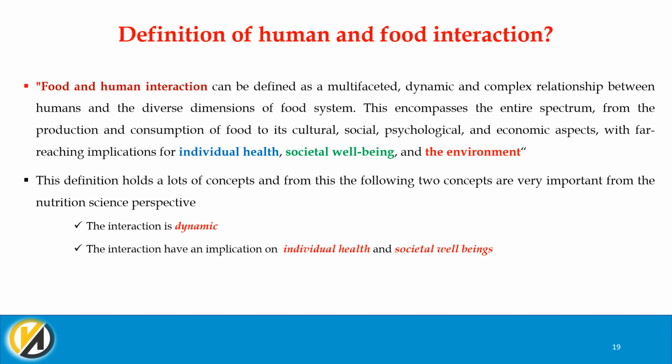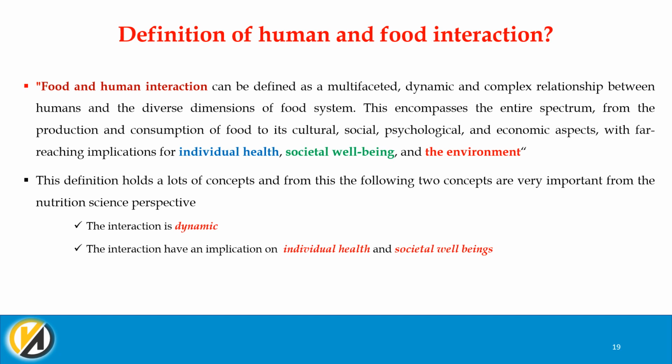Food and human interaction can be defined as a multifaceted, dynamic, and complex relationship between humans and the diverse dimensions of the food system. This encompasses the entire spectrum from food production and consumption to its cultural, social, psychological, and economic aspects, with far-reaching implications for individual health, societal well-being, and the environment.